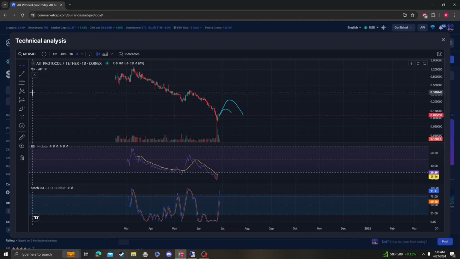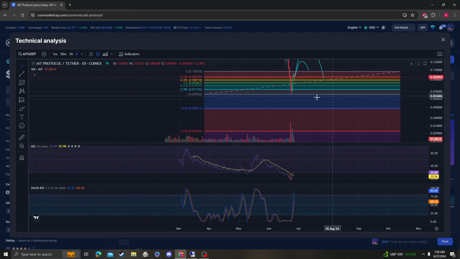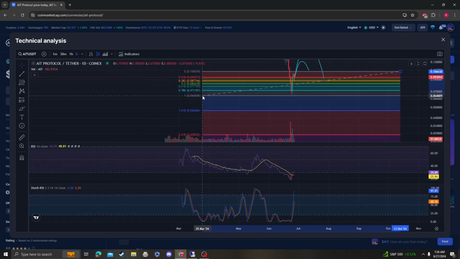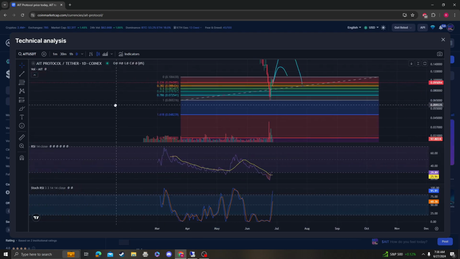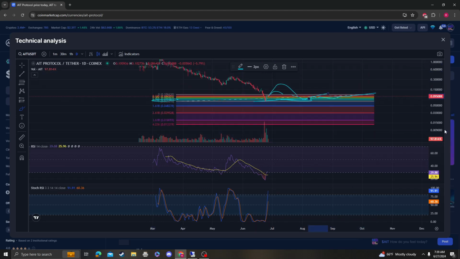Now the next area of support for AIT is going to be $0.88, which needs to hold at all costs. In the worst case scenario, it could come all the way down to 7.2. That's your last line of defense. As long as it stays over 72, then you can argue that you're making a higher low and consolidating, followed by the next move up.